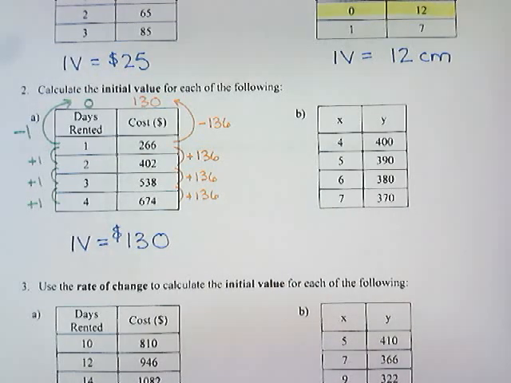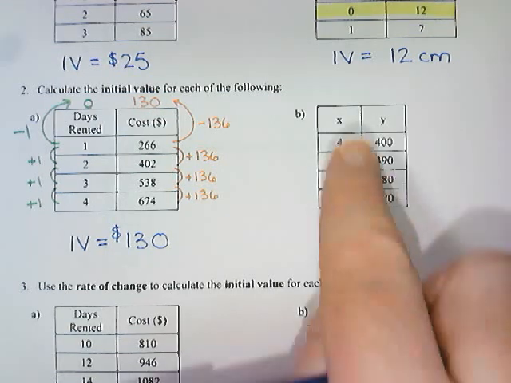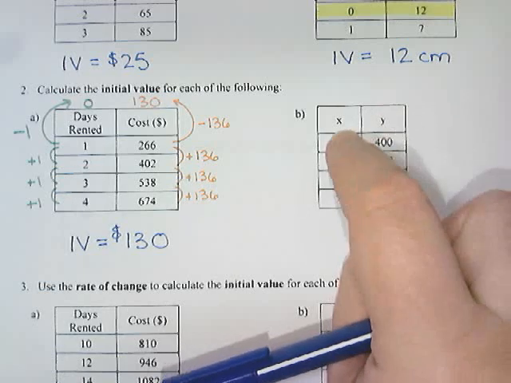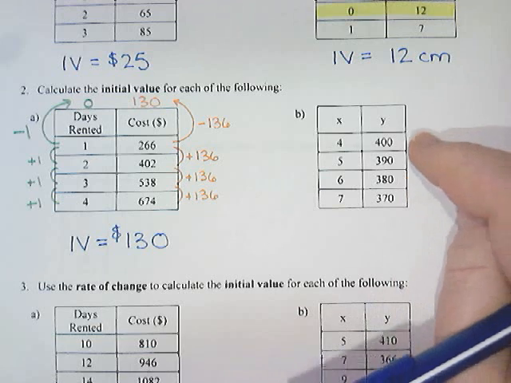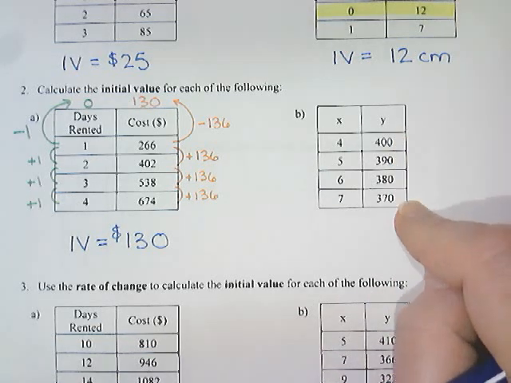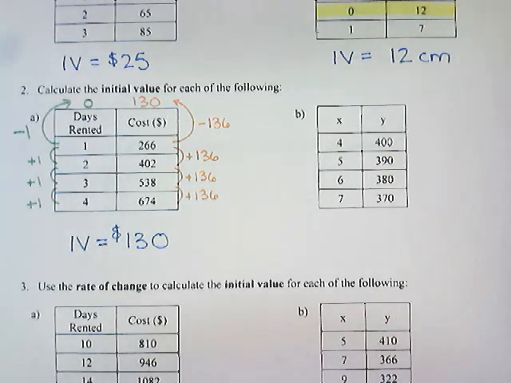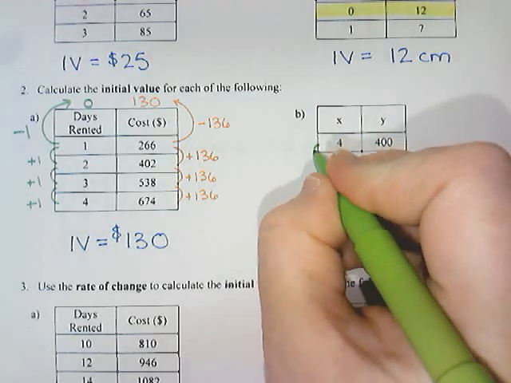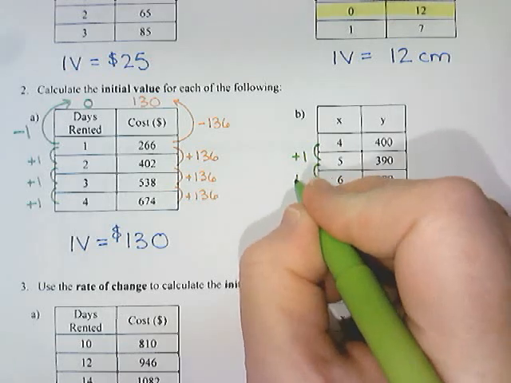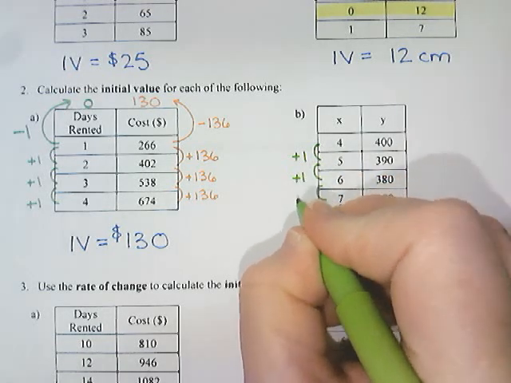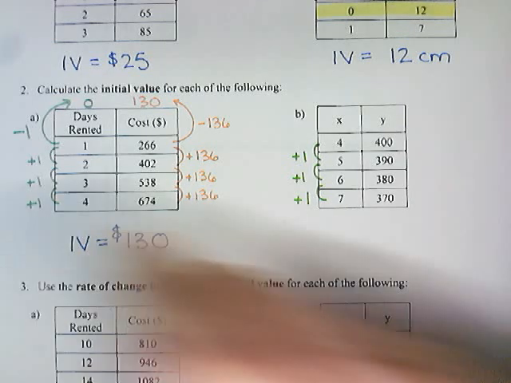All right, there is one more example here. We've got x and y, so they don't actually have meaning. They're just x and y. So I have 4, 5, 6, 7, and then 400, 390, 380, 370. So what we're going to do is start with the differences, find the pattern, and then follow it backwards to get to term 0. So here I notice from 4 to 5, I'm going up 1. From 5 to 6, we're going up 1. From 6 to 7, we are going up 1.